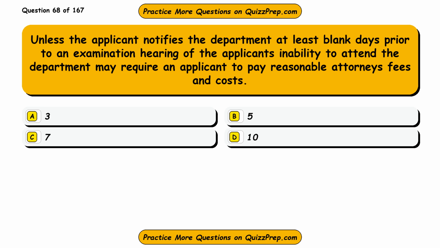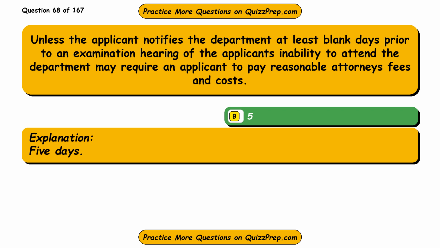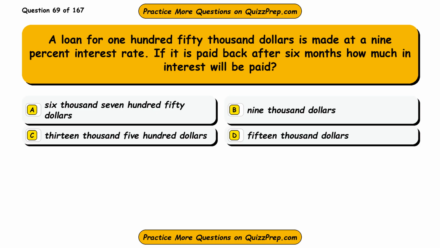Question 68. Unless the applicant notifies the department at least blank days prior to an examination hearing of the applicant's inability to attend, the department may require an applicant to pay reasonable attorney's fees and costs. Option A, 3. Option B, 5. Option C, 7. Option D, 10. The correct answer is option B, 5 days.